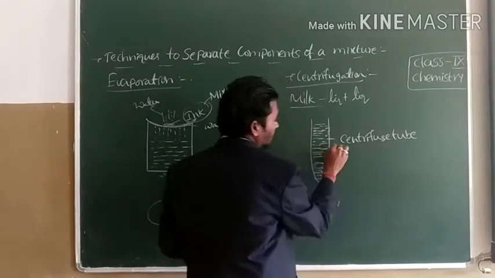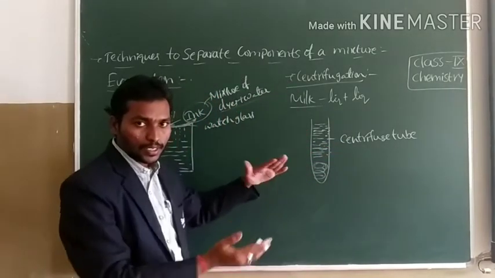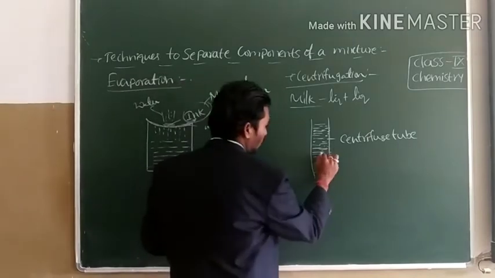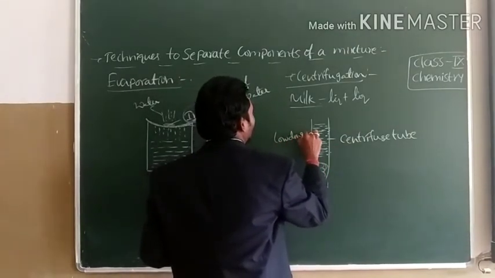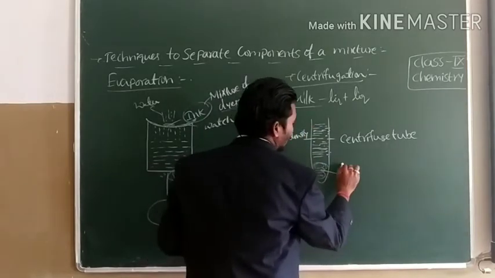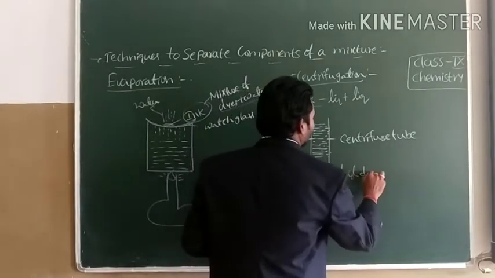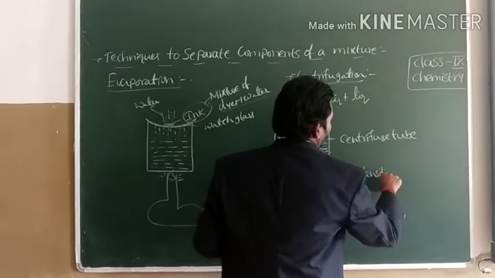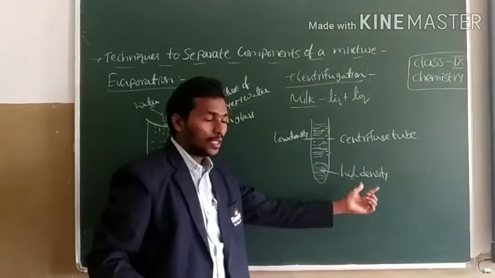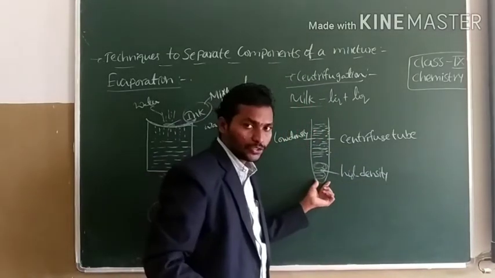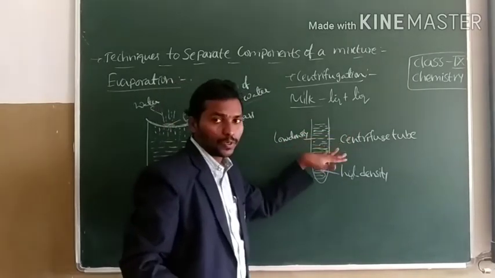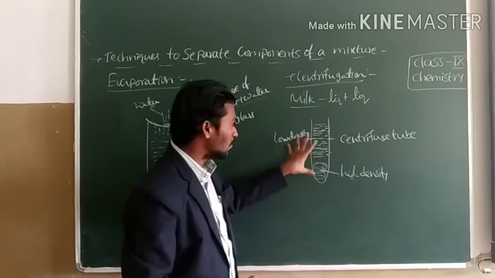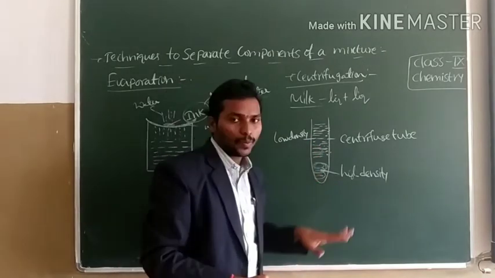The components of the mixture are separated into two layers, one as a low density layer and another as a high density layer. The high density layer reaches the bottom of the centrifuge tube, and the low density layer is present at the top of the centrifuge tube. This is because there is a difference in the densities of the components of the mixture.